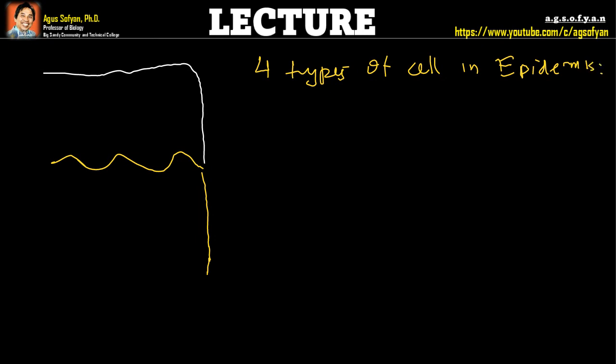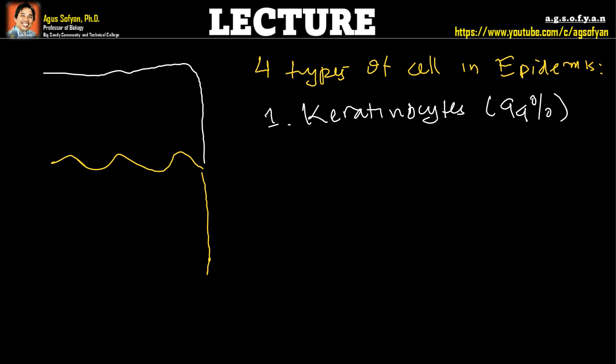The first one is called keratinocyte. About 99% of cells in the epidermis are actually of this type, keratinocyte. And the name is telling us, keratinocyte: cyte means cell. Keratin is a water-repellent protein.